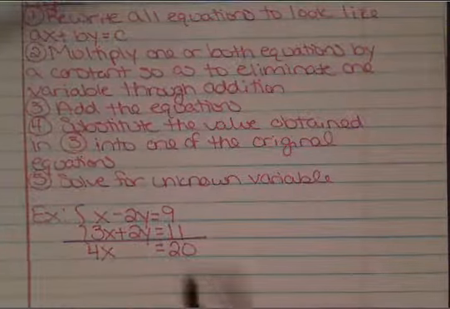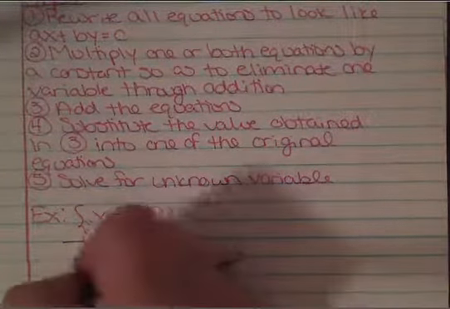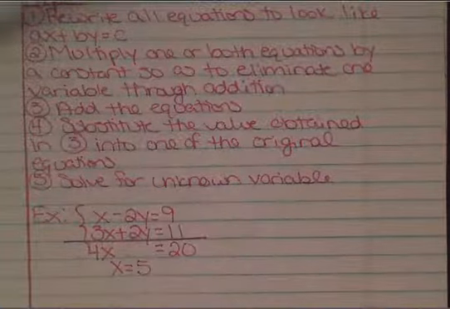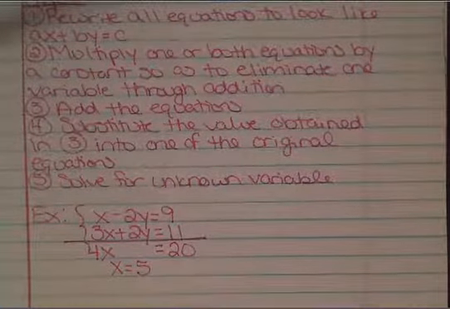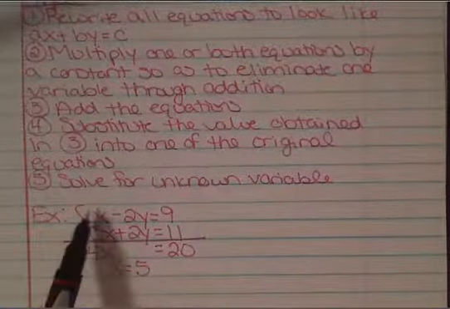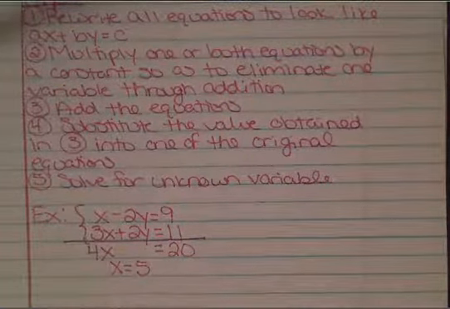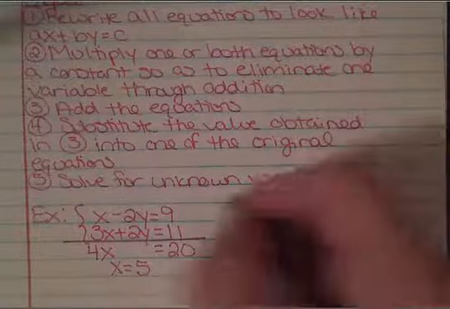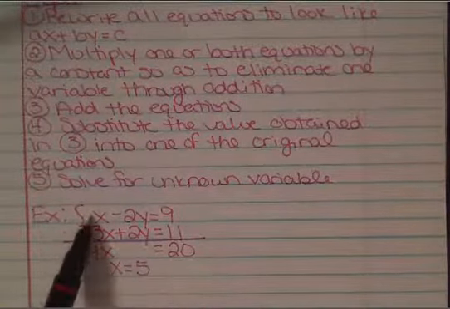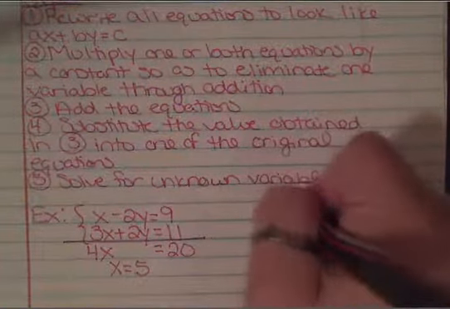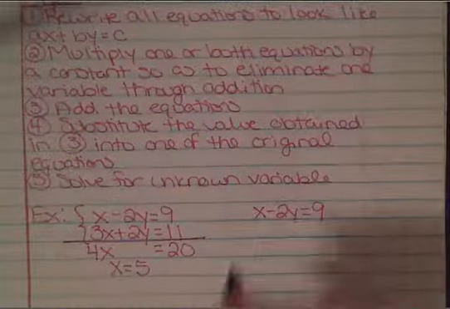So we need to solve for our x. So we have x equals 5. Now that we know what our x is, we can plug it in to either one of our first two equations and then solve for our y. So I'm going to plug it in to this first one. So we have x minus 2y equals 9. So anywhere there's an x, I'm going to plug in 5.